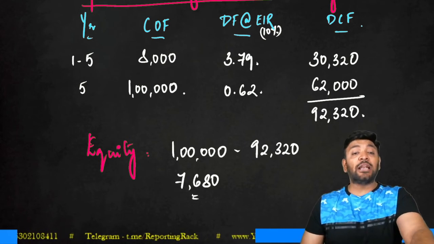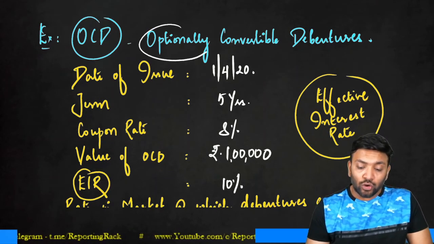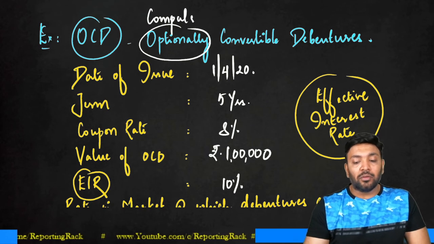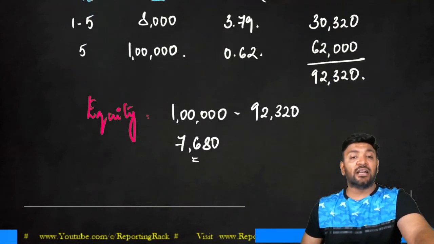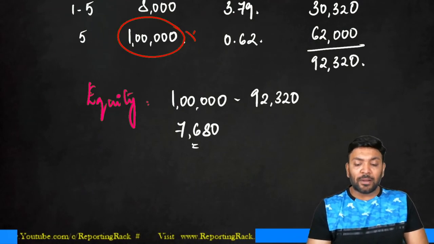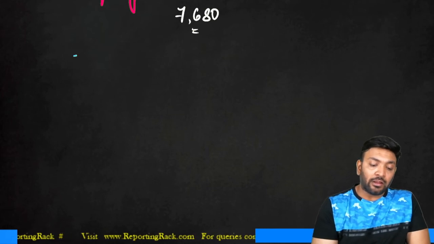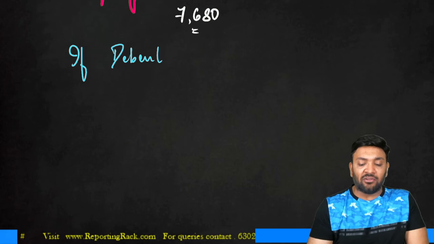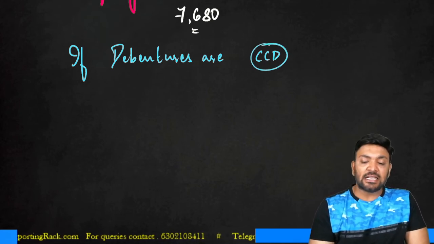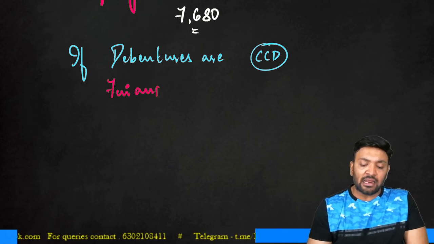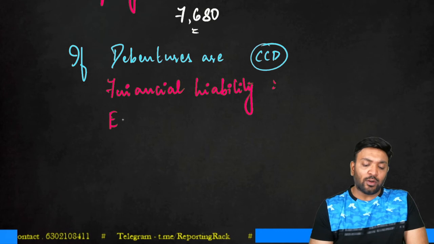This is called as split accounting. Remember, instead of taking optionally convertible, if I change this to compulsory convertible, then in such cases, even the last outflow should not be considered. If debentures are compulsory convertible or CCD, then in such cases, the value of my financial liability and equity will change significantly. Financial liability is equal to and equity is equal to.